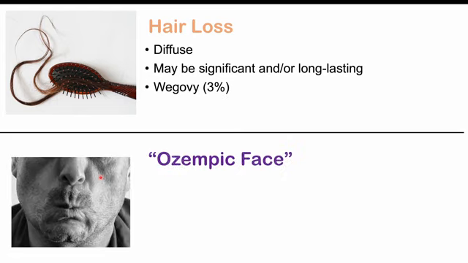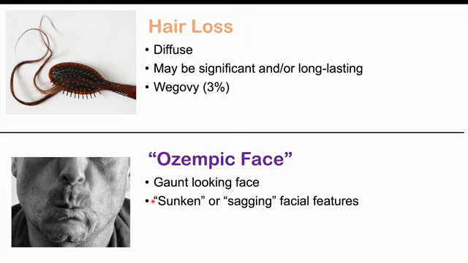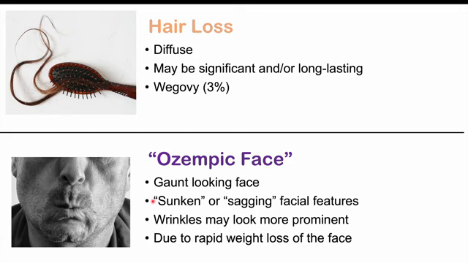And then another side effect that has been reported is what we call the Ozempic face. This has been reported in media. It's essentially a gaunt-looking face, sunken or sagging facial features, and along with these features, wrinkles may look more prominent, and all of this seems to be related to a rapid weight loss of the face. So loss of fatty tissue in the face may lead to a sort of sunken, dragged out look to the face. This may be the reason why we see these facial features in patients who are on Ozempic or on Wegovy.